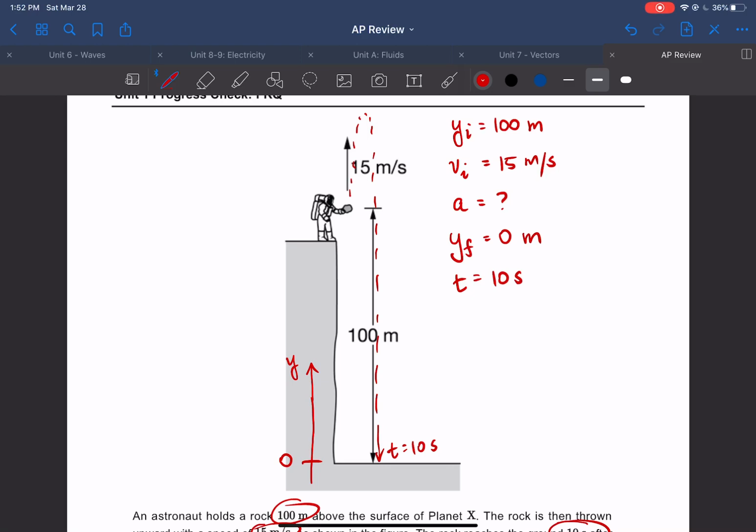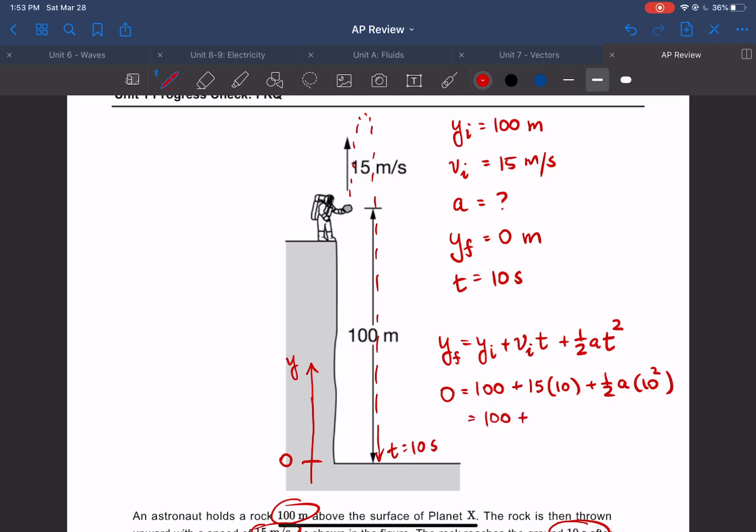equals 10 seconds. So if we look at these variables here, an equation that involves all of these variables is this one here. So our position equals initial position plus initial velocity times time plus 1/2 a times t squared. So if we plug in our numbers here, this y on the left, you could call that y final. So that would be 0 equals 100 plus 15 times 10 seconds plus 1/2 a times 10 squared.